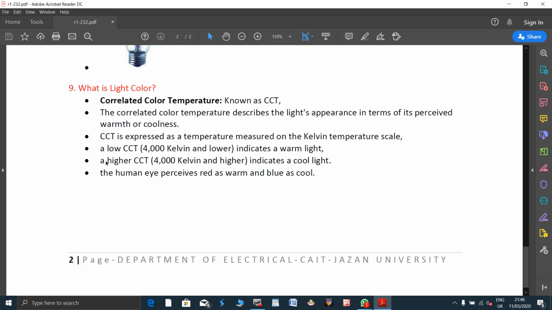And similarly, the human eye perceives red as warm. So night displays have this characteristic used. So this is what is termed as cool type of color.